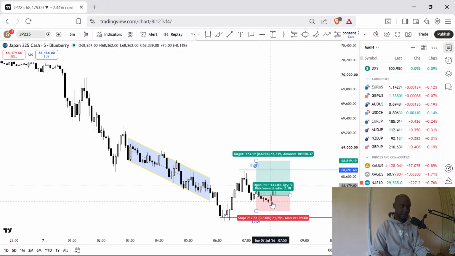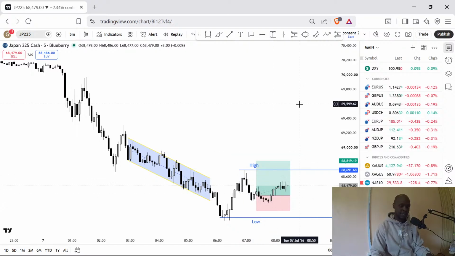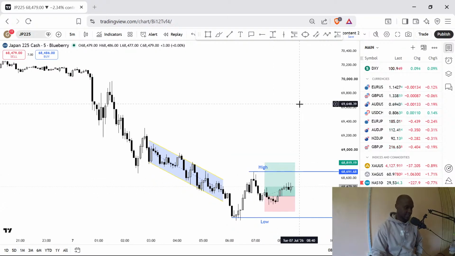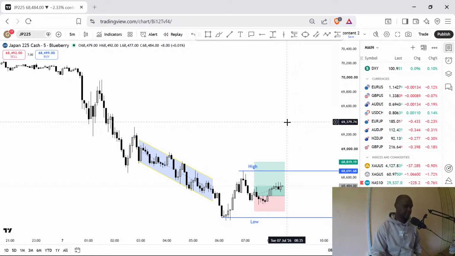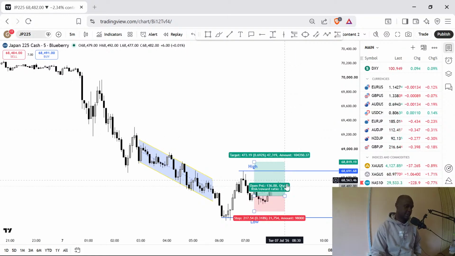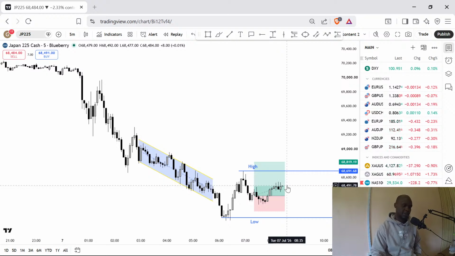Now I took the trade at this level over here, so let's just wait and see how price is going to play out. Right now I'm not moving my stop. I'm waiting for price to break this high before I can move my stop to maybe break even, depending on how price will develop here. If we can break this high and move stops to break even, that will be really ideal.